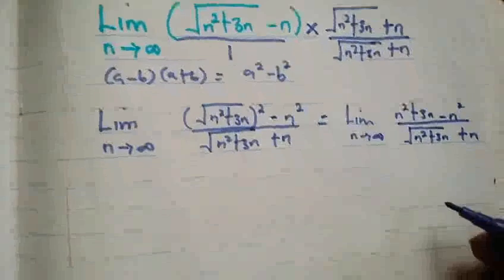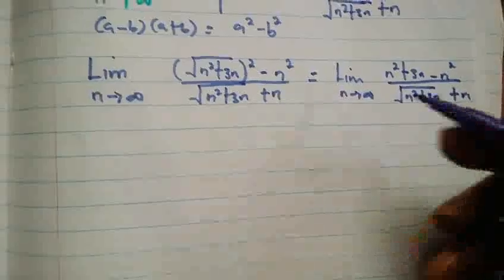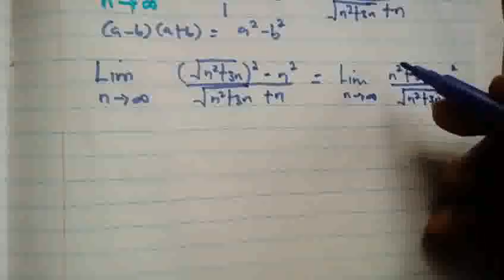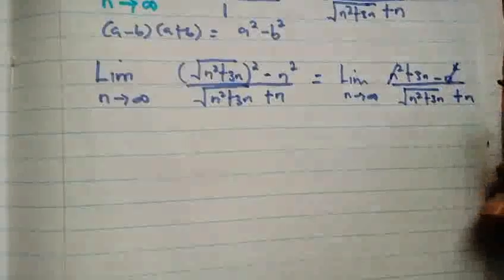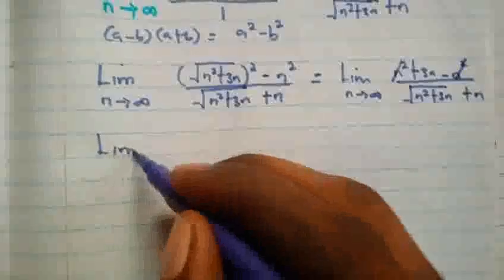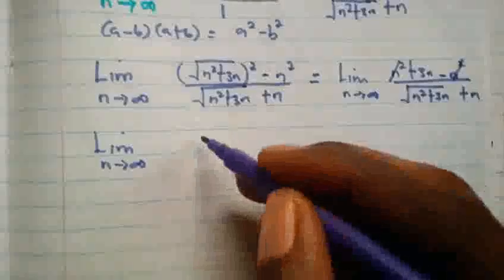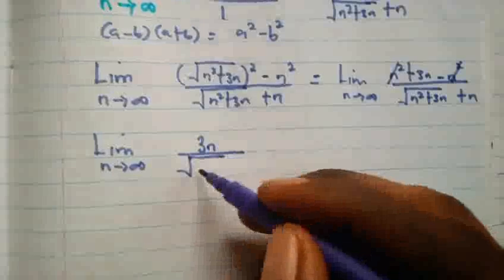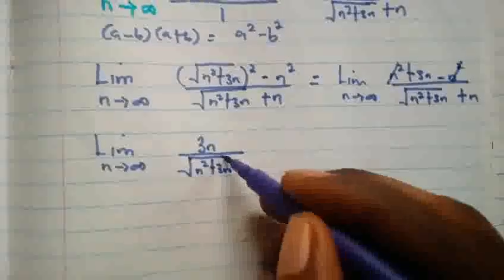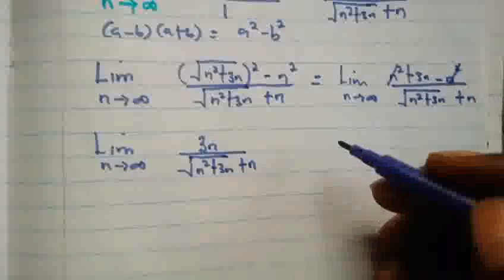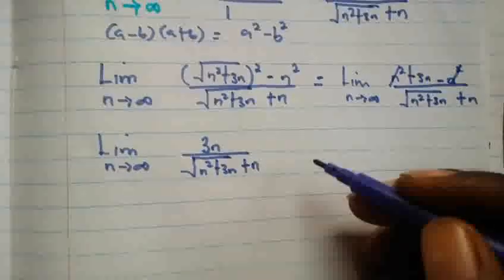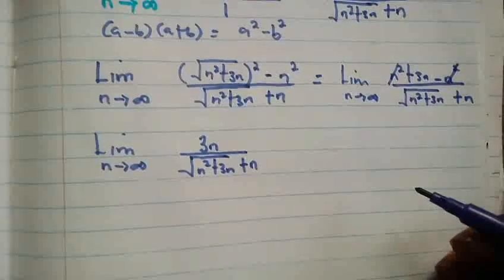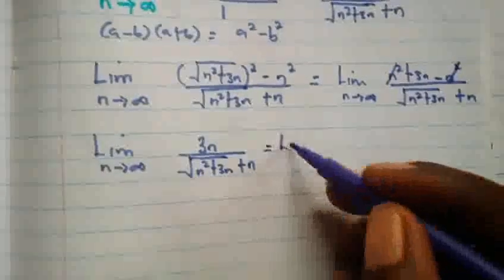Okay, now we are proceeding, by the way, so we're going to simplify this numerator here. By so doing, n squared and n squared get rid of each other, so we have limit as n is approaching infinity, 3n all over square root of n squared plus 3n then plus n. Okay, now what are we going to do? So let's think of dividing both numerator and denominator by n. By so doing, our limit will look like this.